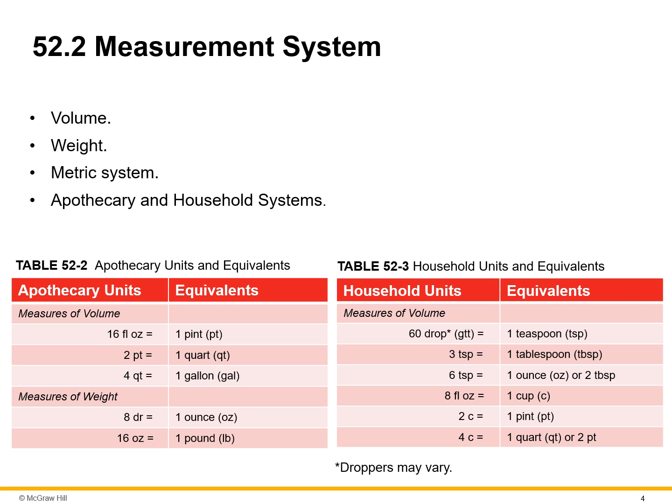Now, the apothecary and household systems are not generally used for dosage calculations, but the apothecary system uses units such as fluid ounces, pints, and quarts for volume, and ounces and pounds for weight. The only household units used for measurement are units of volume. They include drops, teaspoons, tablespoons, ounces, cups, pints, quarts, and gallons.